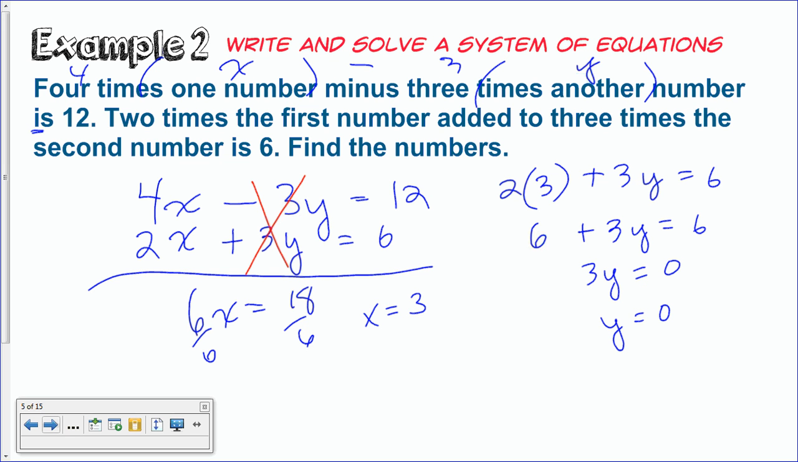I mean, I could use the other one, but I'd probably have to do another step because I have to divide by a -3 at the end, right? Okay. Does that make sense? Camille? Yeah. Okay.